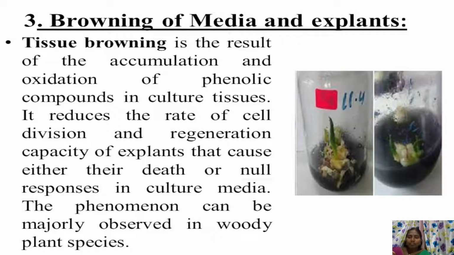The next problem associated with tissue culture is browning of media and explants. Tissue browning is the result of accumulation and oxidation of phenolic compounds in culture tissues. It reduces the rate of cell division and regeneration capacity of explants, and causes either their death or zero response in the culture media. This phenomenon can be observed mostly in woody plant tissue. As I mentioned earlier, the browning of the media is mainly because of accumulation of phenolic compounds.